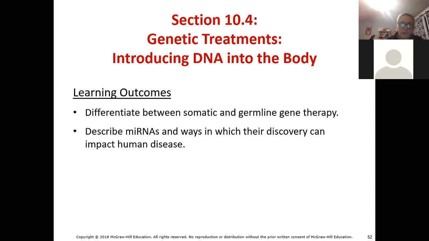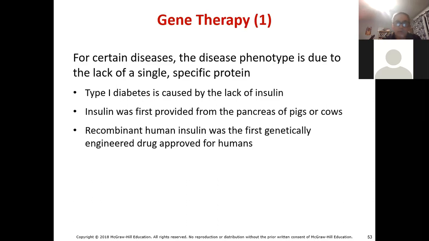Their discovery can impact human disease. For certain diseases, the disease phenotype, that's what you actually see, is due to the lack of a single specific protein. So for example, people with type 1 diabetes lack insulin. Insulin was first provided from the pancreas of pigs or cows, but we can now make recombinant human insulin. It was the first genetically engineered drug approved for humans.